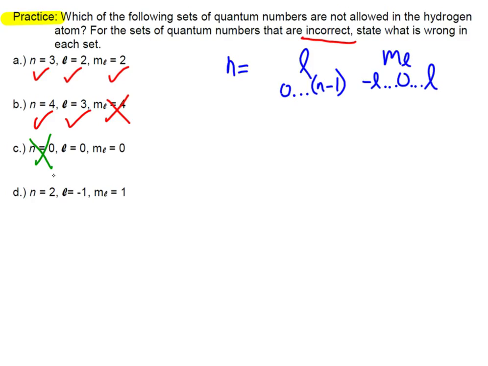Moving on to D. If D has an n value of 2, that would give us possible L's of 0 to 1. But right away, you should notice that the n, yes, is possible, but L, there's no such thing as a negative L. So that would not be valid because of the L. Okay?